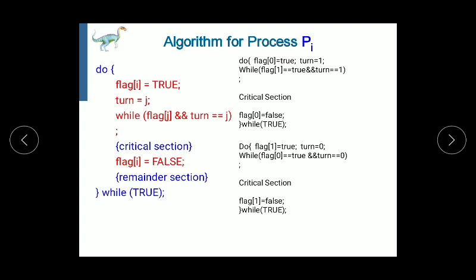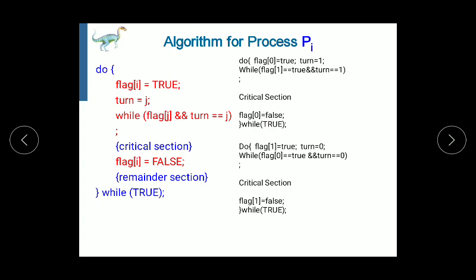If Pj has set the flag of j to true and is also executing in its while statement, then either turn is equal to i or turn is equal to j. If turn is equal to i, then Pi will enter the critical section. If turn is equal to j, then Pj will enter the critical section. However, once Pj exits its critical section, it will reset the flag of j to false, allowing Pi to enter its critical section. If Pj resets the flag of j to true, it must also set turn to i.